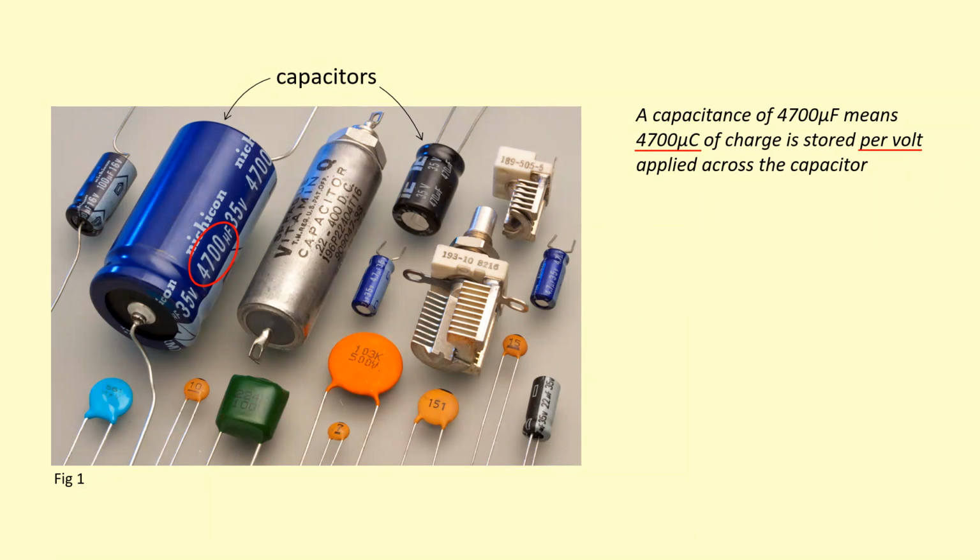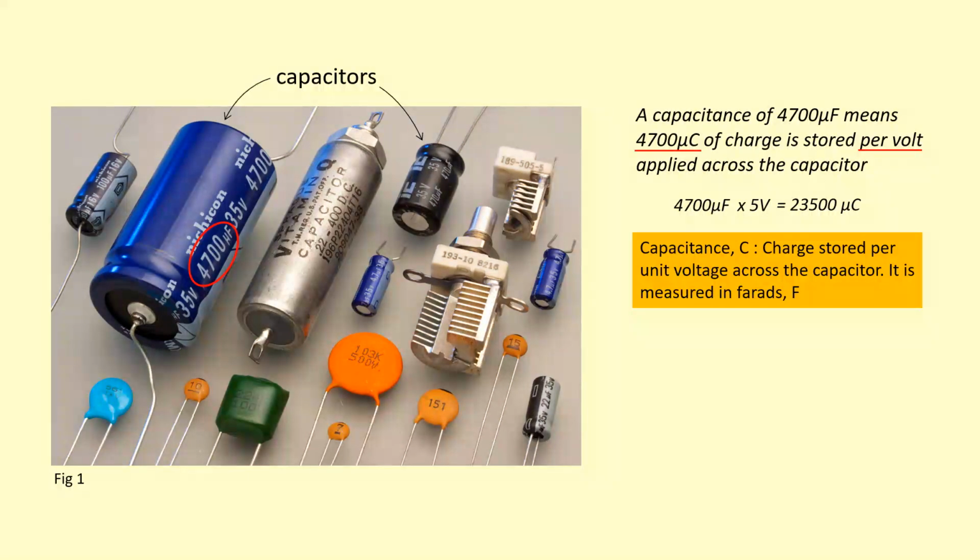Now, of course, if you apply more voltage across it, then you can store more charge. So for example, let's say I applied 5 volts instead of 1 volt. Then I would just take the capacitance and multiply it by 5 volts, and that would give me the charge stored, so 23,500 microcoulombs. So capacitance, the quantity, has a definition: the definition of capacitance is charge stored per unit voltage applied across the capacitor, and it is measured in farads.